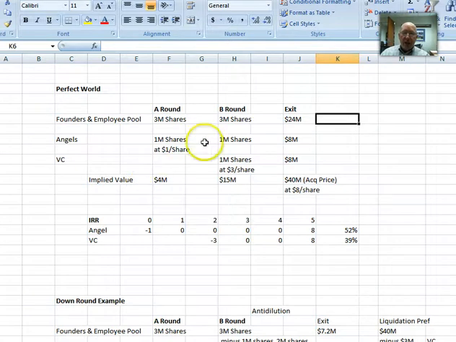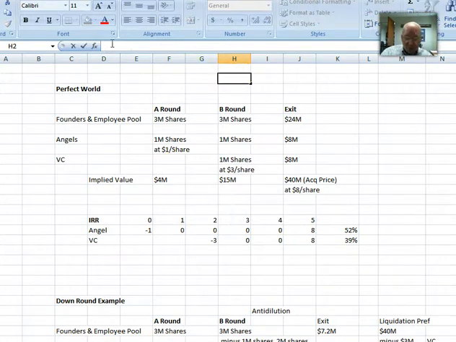Another way that is sometimes expressed, and I'm just going to work it up here in this area, is that the angels got 25% of the company in return for $1 million. So you would simply take, from a formula perspective, the price paid, $1 million, divided by the percentage of the company they bought, 0.25 or 25%, and that would show you $4 million. Two different ways to both get the implied valuation. Doesn't matter which you use.